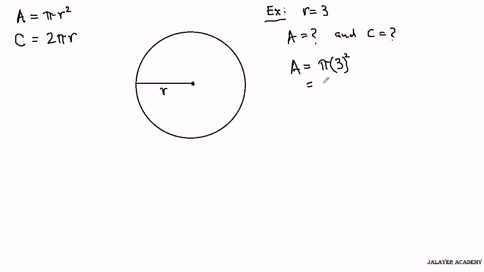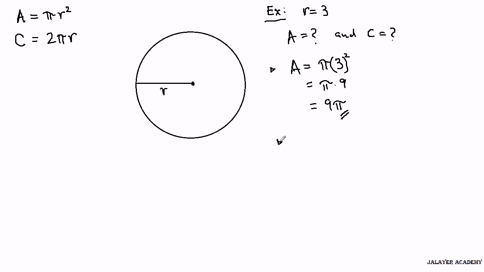This equals pi times 9, and we usually write it with the pi after the number. So our area equals 9 pi. And there's no real need to actually multiply this out. You can do it if you have a calculator and get a decimal number, but this is much cleaner and an acceptable form. Okay? So that's area.